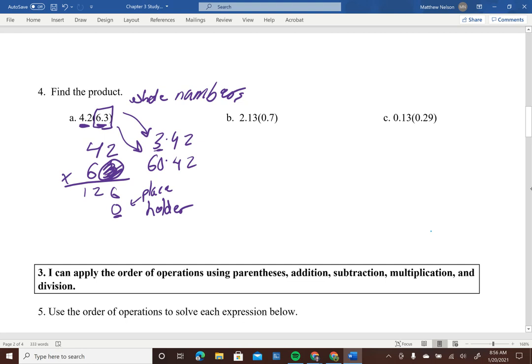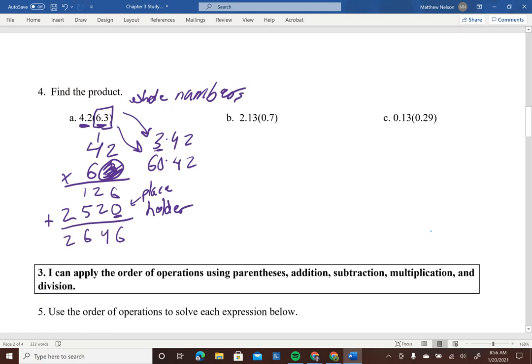All right, so we do 6 times 2 to get 12, carry the 1. 6 times 4 is 24 plus the 1, 25. Now we can just add straight down. 6 plus 0, 6. 2 plus 2 is 4. 1 plus 5 is 6. 2 plus 0 is 2. So 2,646 would be my final answer.